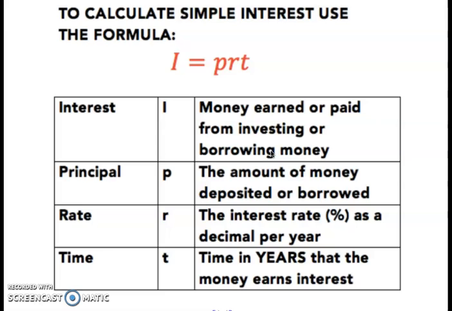It's normally given to you as a percent, but when you put it in the formula, you need to use a decimal. And the T is time. One key thing with the time is time has to be expressed in years. So if you are given months, you have to convert it to years.